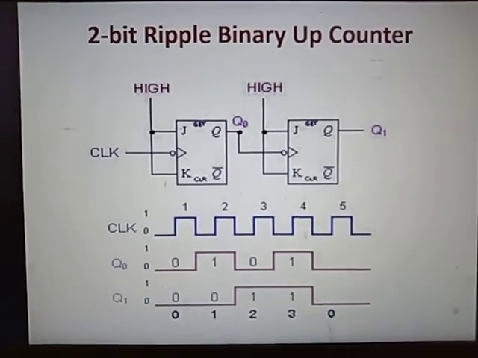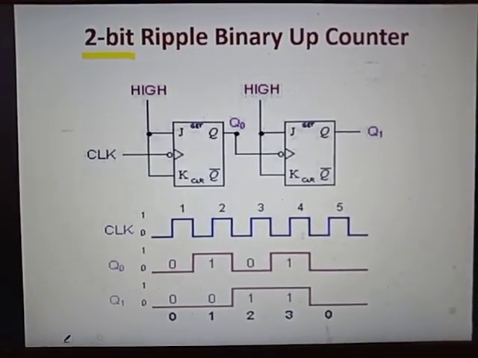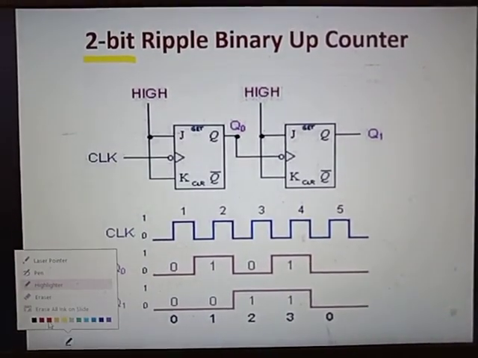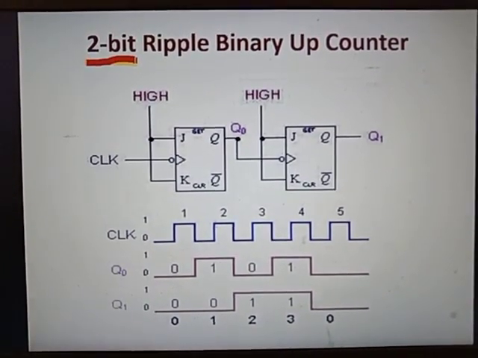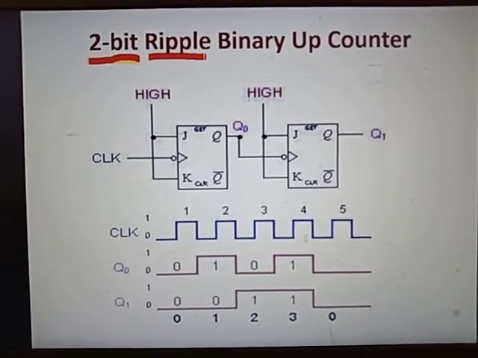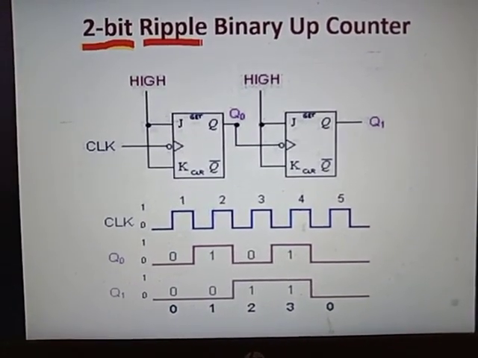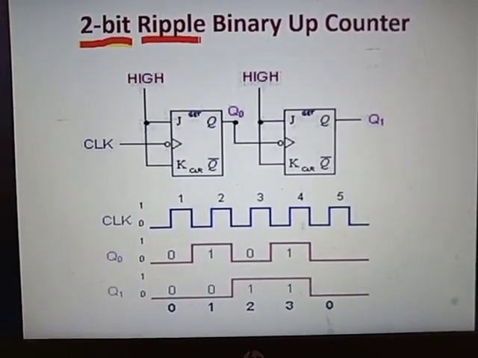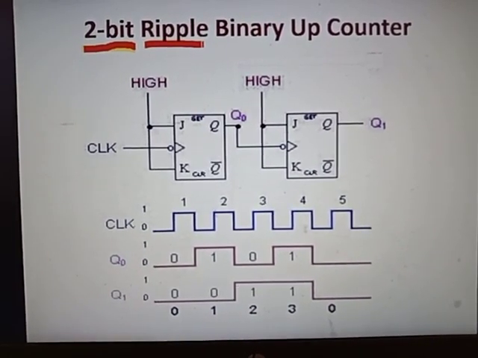Now just look at how it is drawn. It is a 2-bit counter. Let me change the color now. So I'll keep red. This is a 2-bit counter, that means it is an n-bit counter, correct? Ripple means it is an asynchronous counter, that is, you will be giving clock pulses only to the first flip-flop, and the next flip-flop will have the previous flip-flop's output as its clock pulse.